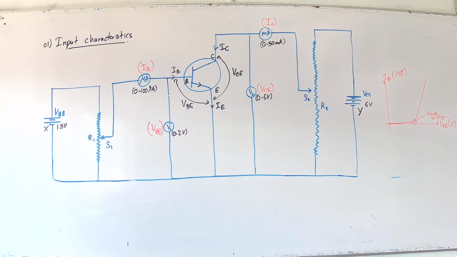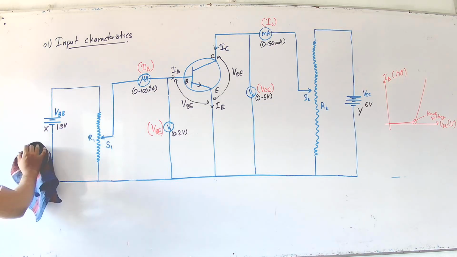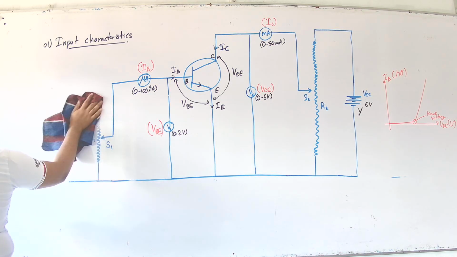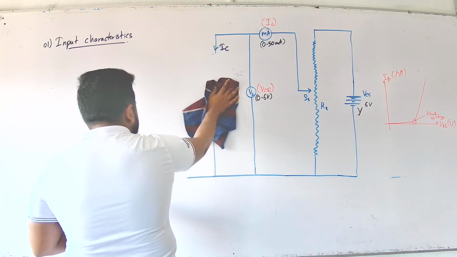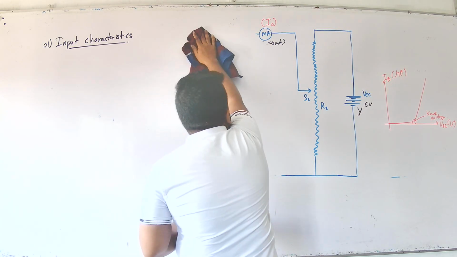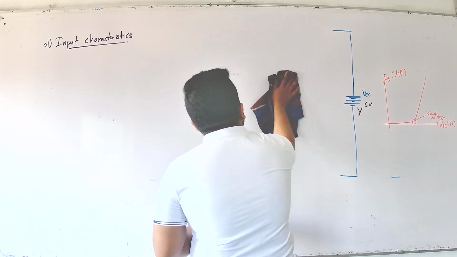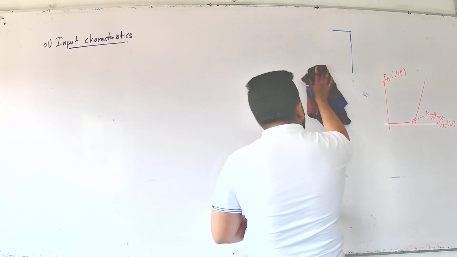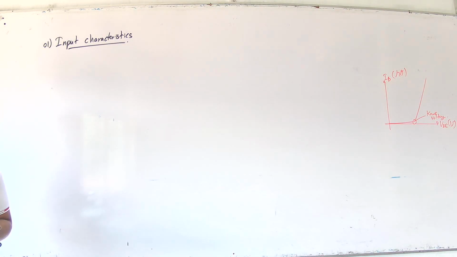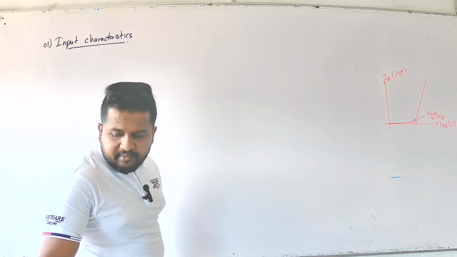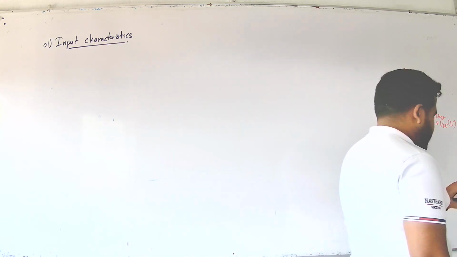By input characteristic. When obtaining this characteristic, the collector potential relative to emitter, VCE, is kept constant by adjusting variable resistor R2.